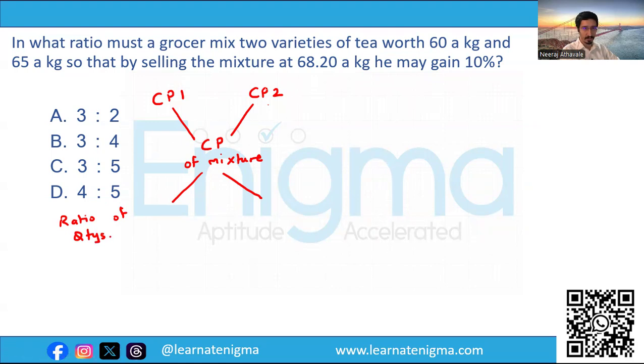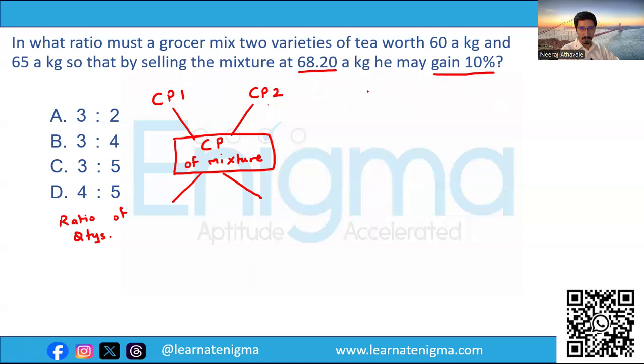Now, in this question, we are not given the cost price of the mixture directly, but we are given the selling price of the mixture and the profit percentage. So the first step is we have to find out the cost price of the mixture. We cannot use 68.20 over here, otherwise the answer will be wrong.